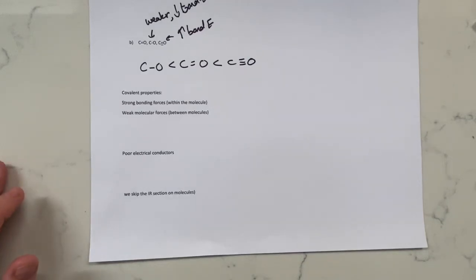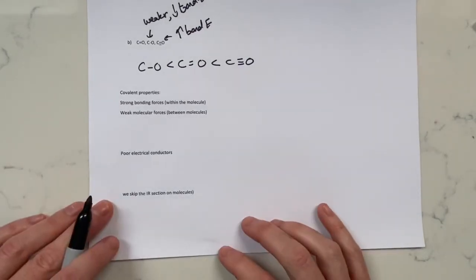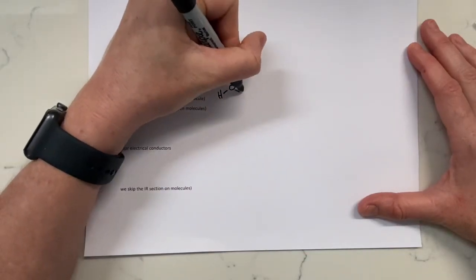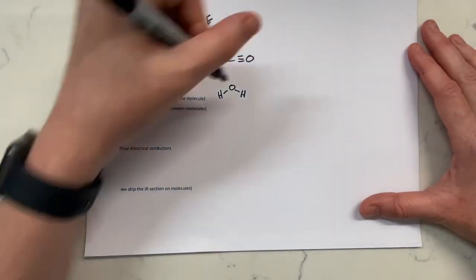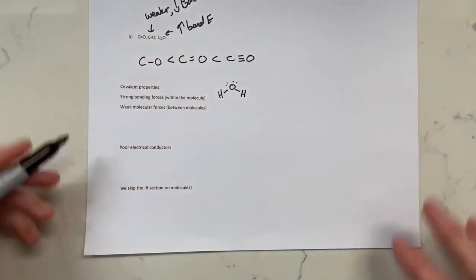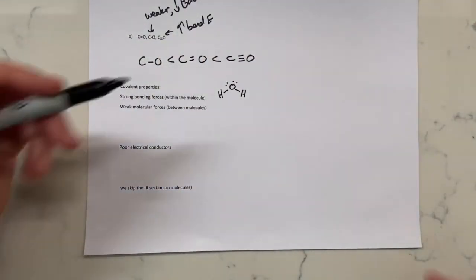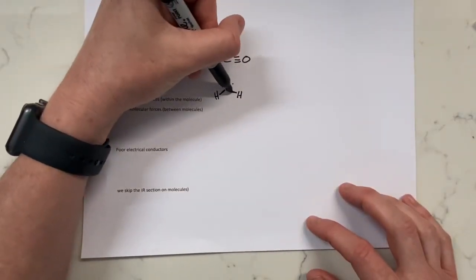So, some covalent properties. There are strong bonding forces within the molecule. So what I mean by that is this. Let's look at water. Water, as we'll come to know it, is this. It's got 2 hydrogens and 1 oxygen, and this bond right here.